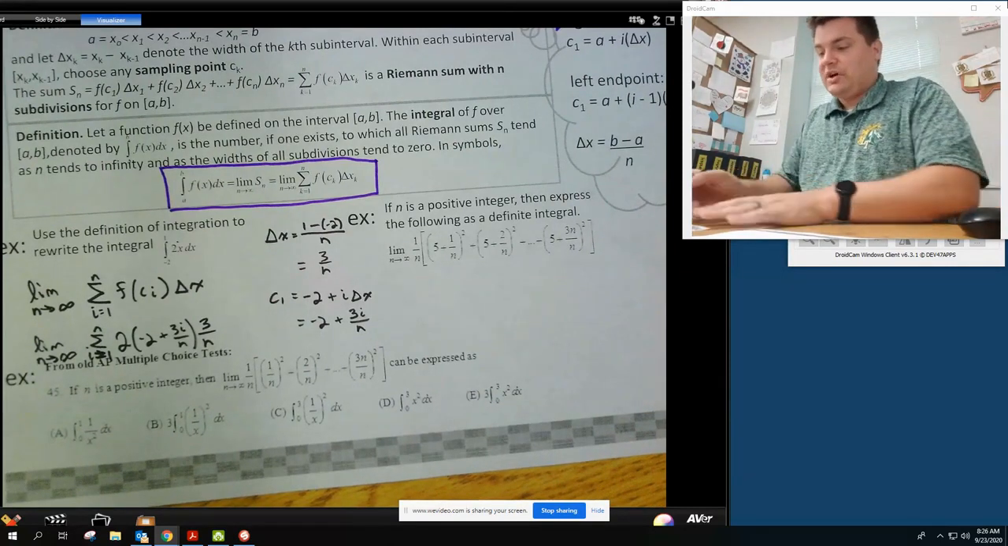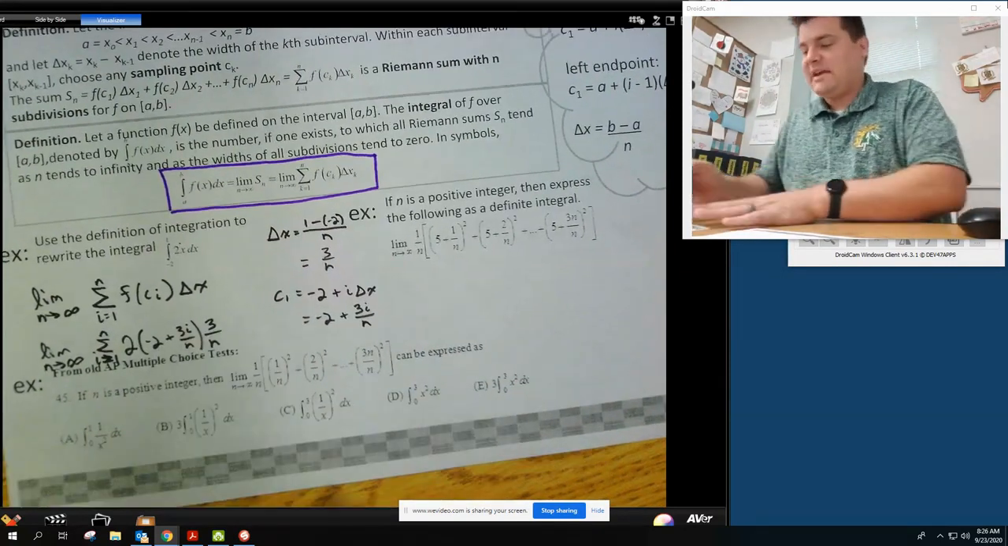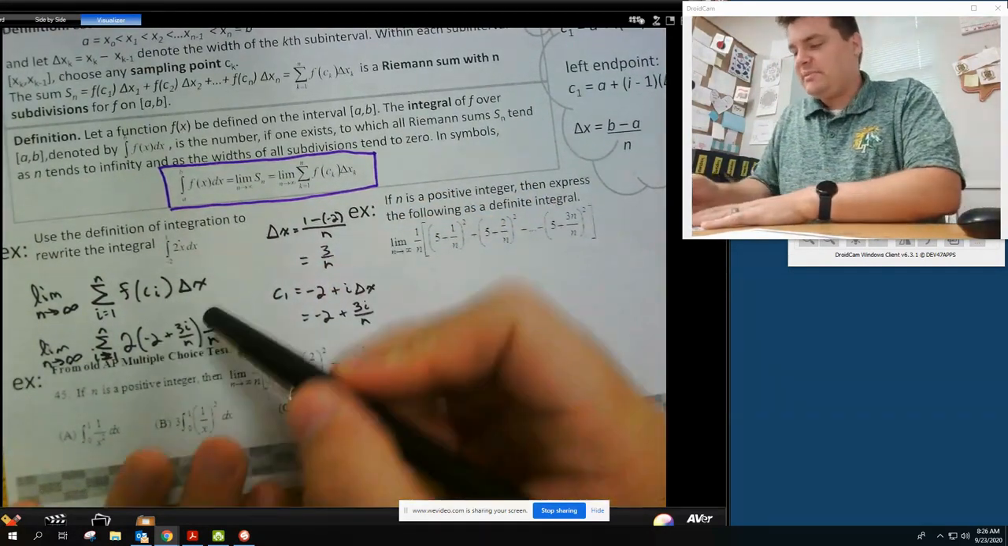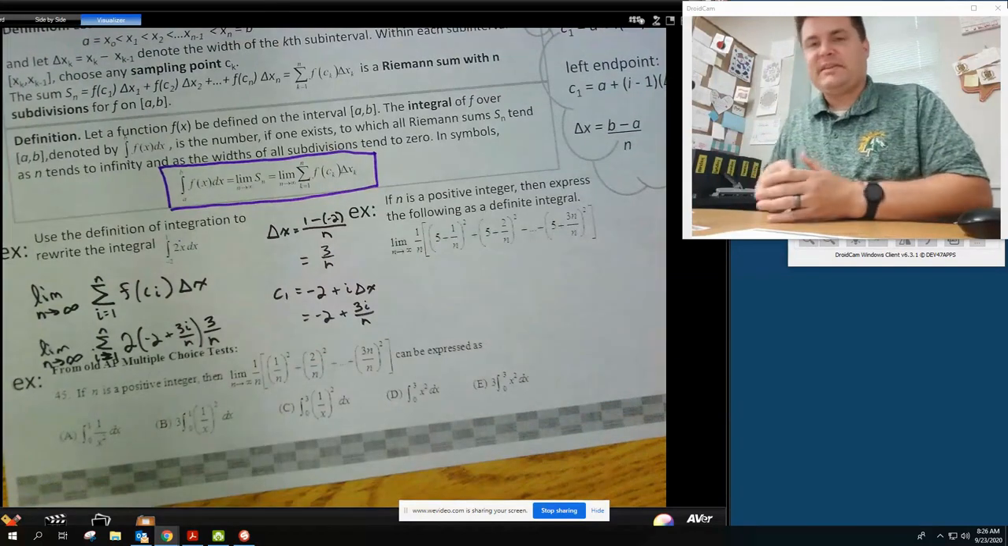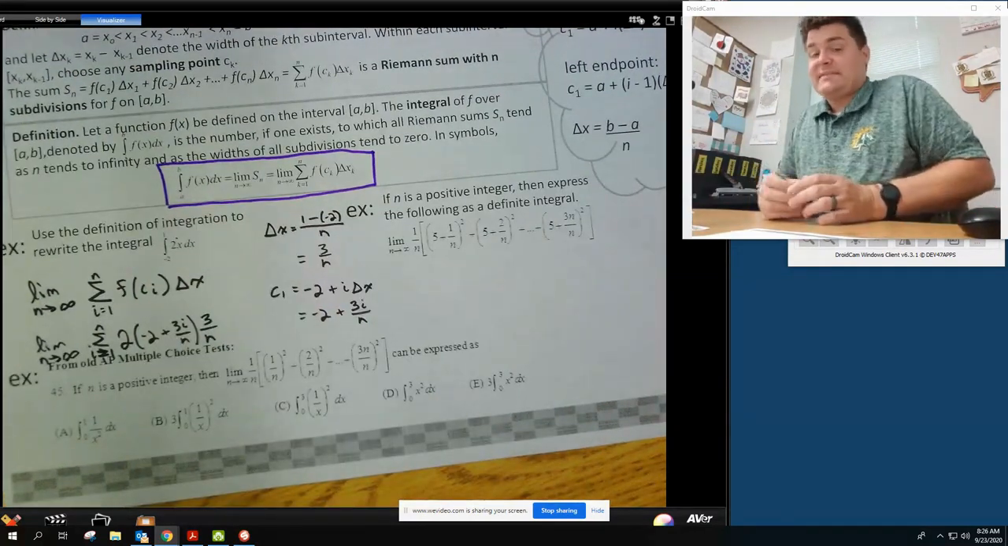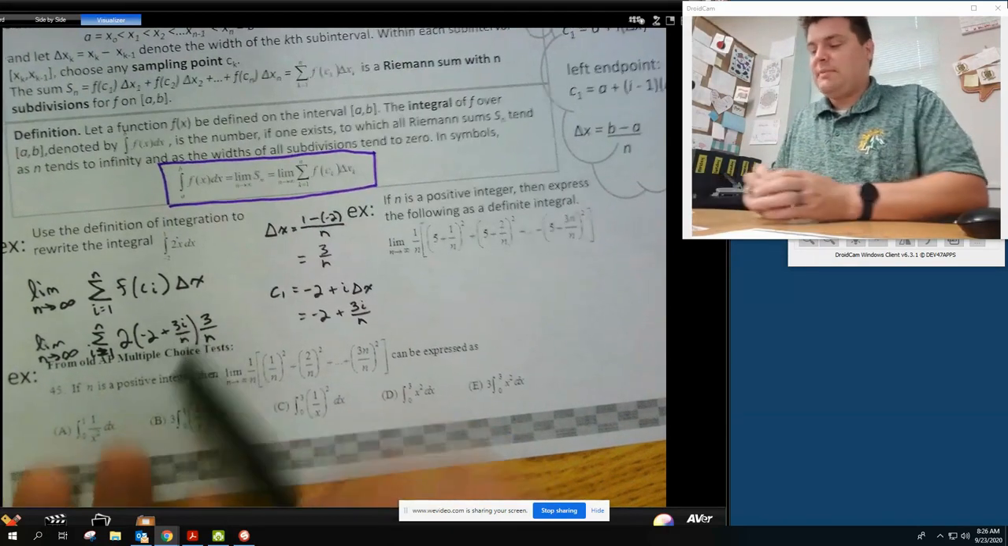You don't need to ever solve it from this way, but AP will sometimes ask to go from here to here. And that's all you do. Could you simplify this a little bit further? Yeah, you can multiply the 2 times the 3 and make that a 6, but this would never be a free response. It hasn't been before. It would just be a multiple choice.